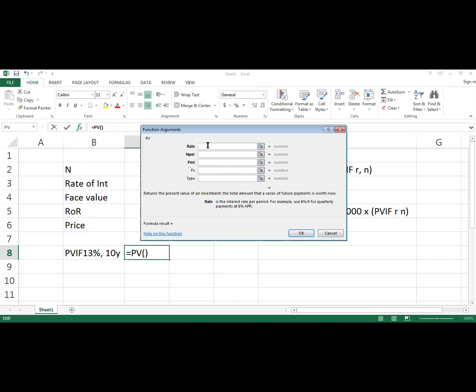Now here it is mentioned as rate. What is the rate? What is the rate that you are computing for? What is your required rate of return? 13%, right? So I'll write down 13%. Next, for how many years do I want it? I want it for 10 years. Don't worry about PMT. You leave PMT blank. Go to future value.